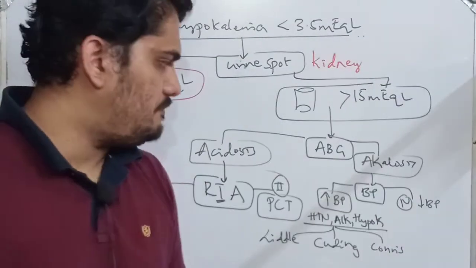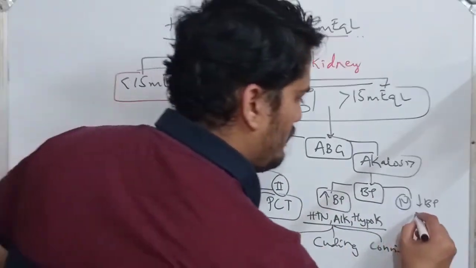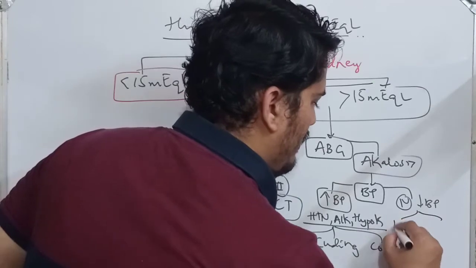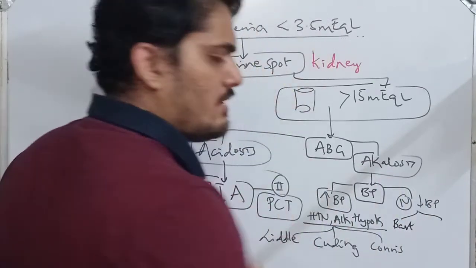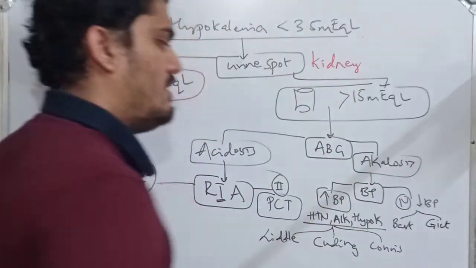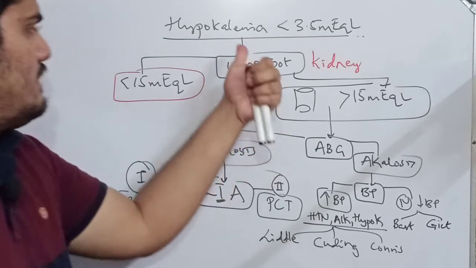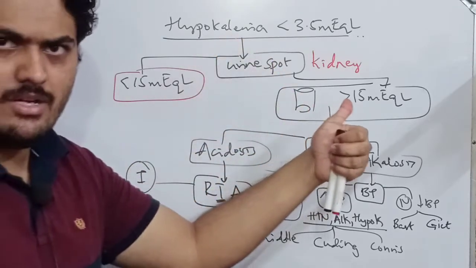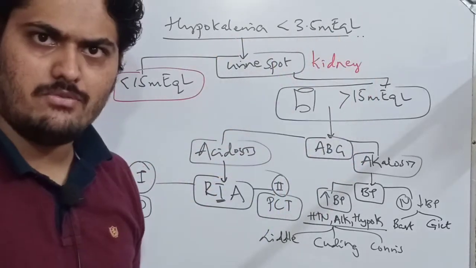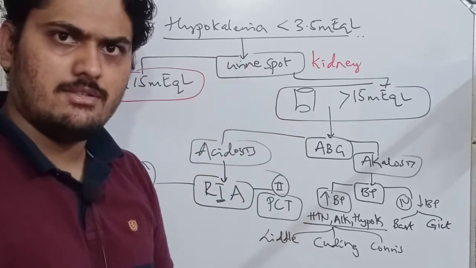So the two important differential diagnoses lie here. The first important differential diagnosis here is Bartter syndrome. Next one is Gitelman syndrome. So, briefly, I will again explain that the patient came with a blood report of less than 3.5 milliequivalents per liter of potassium. So that becomes a case of hypokalemia.